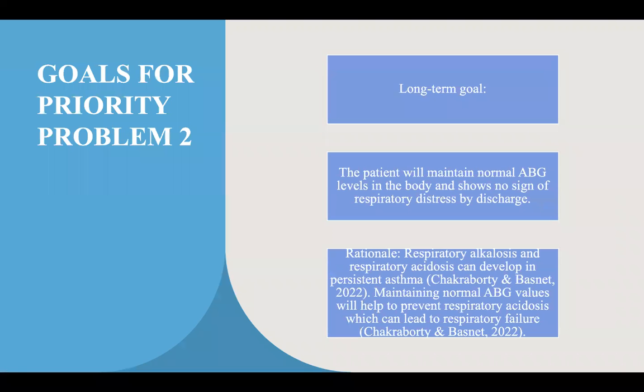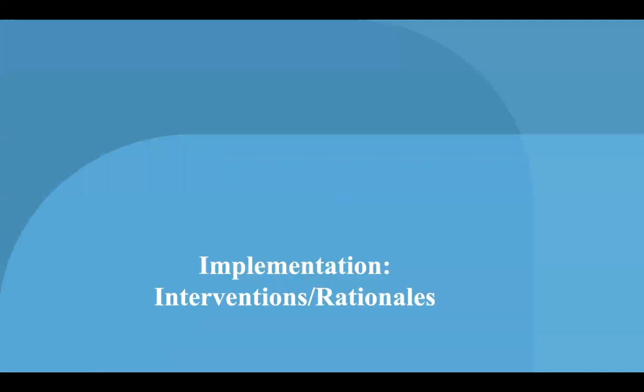The long-term goal for priority column 2 would be the patient will maintain normal ABG level in the body and show no sign of respiratory distress by discharge. Respiratory alkalosis and respiratory acidosis can develop in persistent asthma. Maintaining normal ABG values will help to prevent respiratory acidosis, which can lead to respiratory failure.